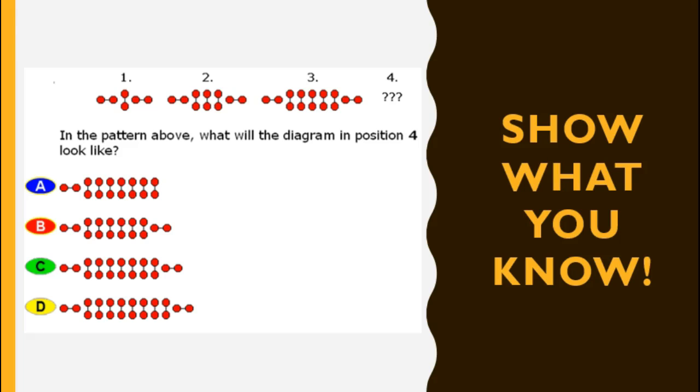Okay, it's time to show what you know about geometric patterns. So look at the pattern above. What will the diagram in position 4 look like? Look carefully at the object in position 1, 2, 3. How is it changing? And what will it look like in position 4?